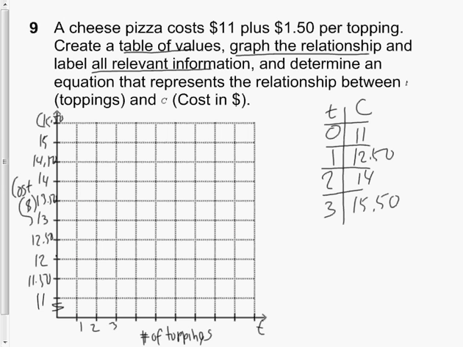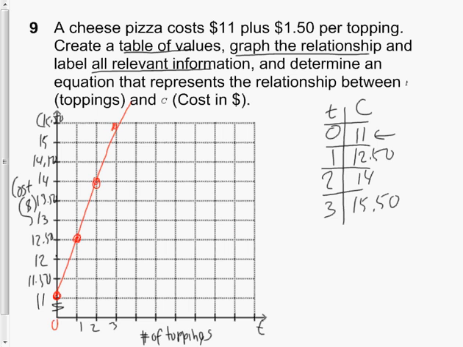So the first one is a 0 topping pizza will cost me $11. So I'm going to take my 0 topping pizza and put my $11 right there. A 1 topping pizza will be $12.50. A 2 topping pizza will be $14. And a 3 topping pizza will be $15.50. And there's my line for my graph.